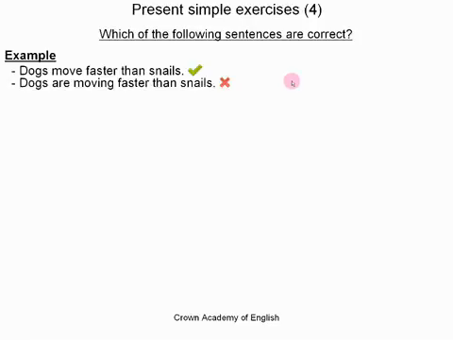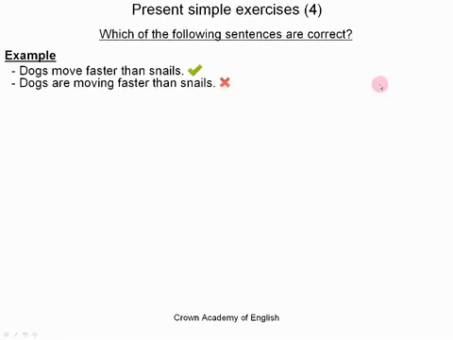And the reason is, we're discussing a fact here. We're discussing a permanent situation. Dogs move faster than snails. It's a fact. It's always the case. A snail is never going to move faster than a dog. So it's a permanent situation, so we must use the present simple tense. And it's the first sentence which is in the present simple. The second sentence is using the present continuous, so that is wrong.